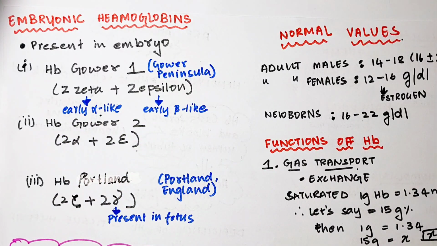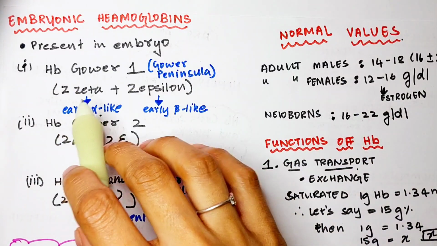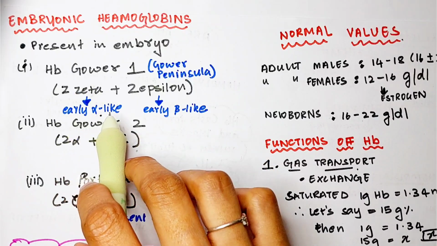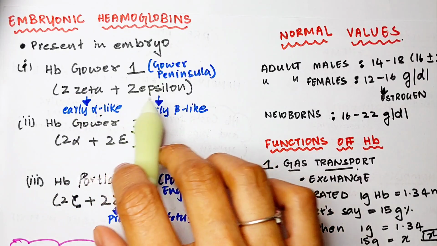Now, why such Greek names? Why is it making our life so complicated? Simple, look at this. Zeta. What does zeta mean? The zeta is like an early alpha-like chain. And what does epsilon mean?